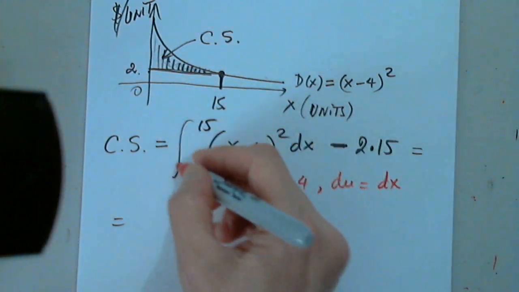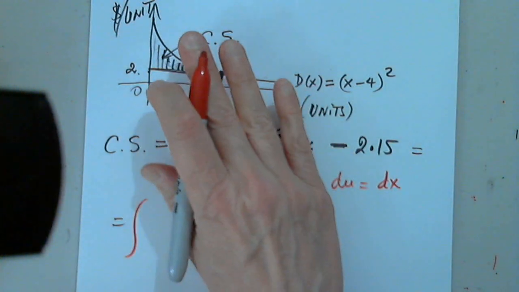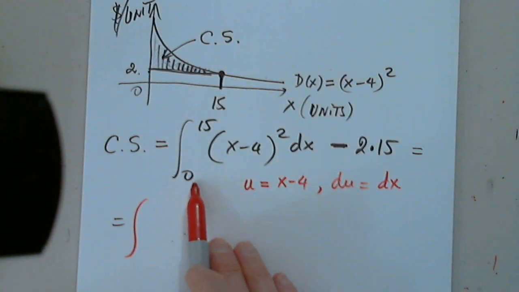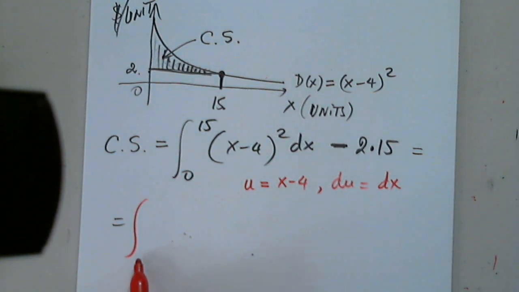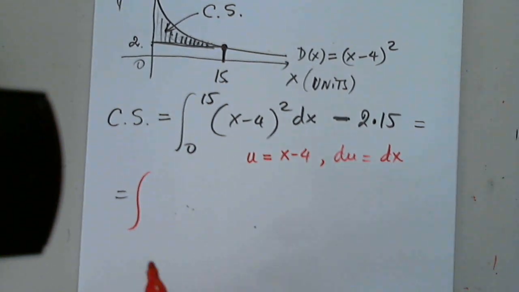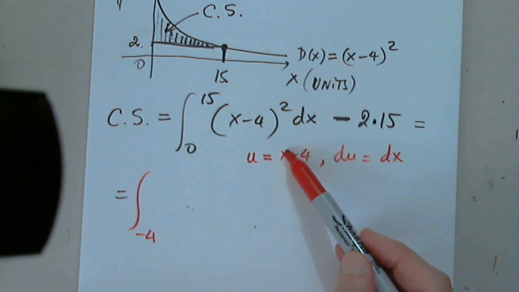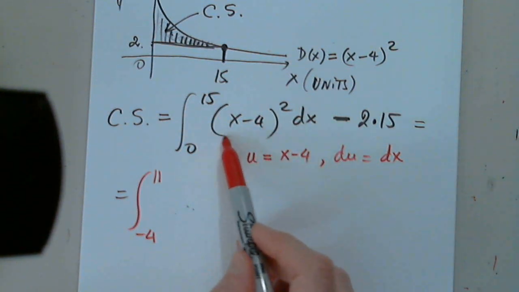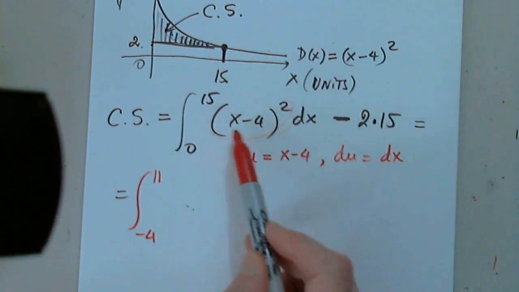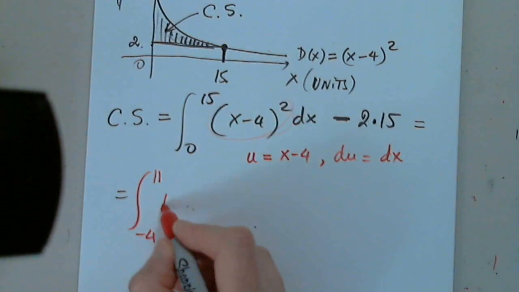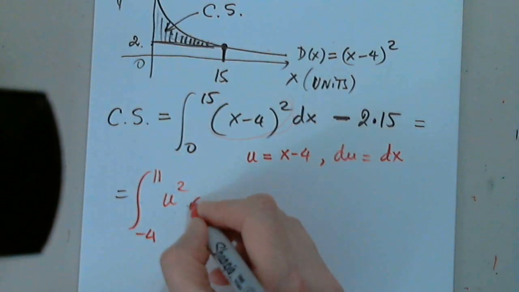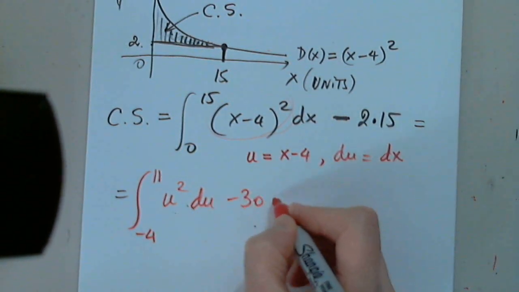Perfect. So now can anyone give us this? Do not copy the limits of integration. Please remember, when x is 0, what do I write? Negative 4. Perfect. When x is 15, what do I write? 11. Perfect. So then what do I replace this piece by? U squared. Good. What do I replace this by? Du. Awesome. And this is minus 30.